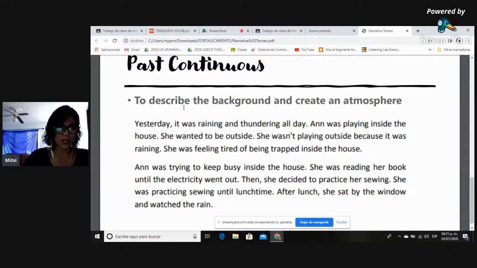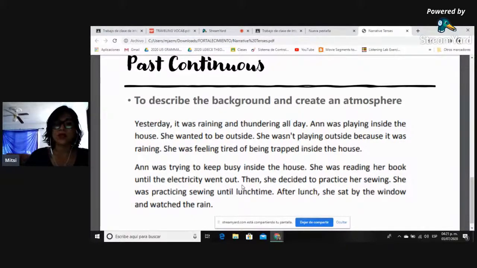The story goes like this. Yesterday, it was raining and thundering all day. Anne was playing inside the house. She wanted to be outside. She wasn't playing outside because it was raining. She was feeling tired of being trapped inside the house. Anne was trying to keep busy inside the house. She was reading her book until the electricity went out.